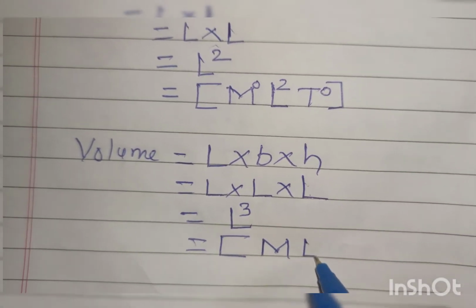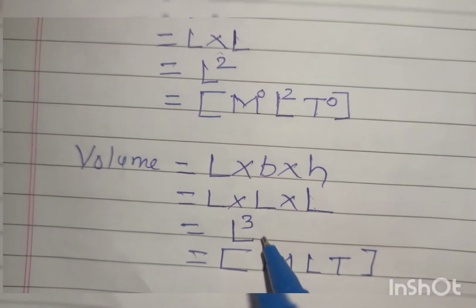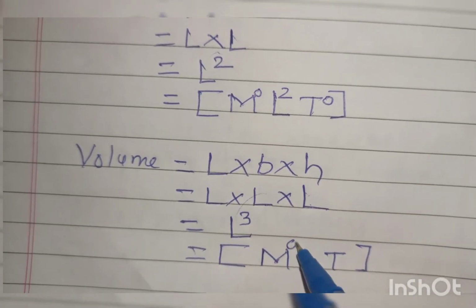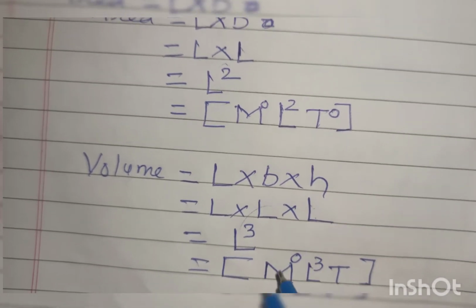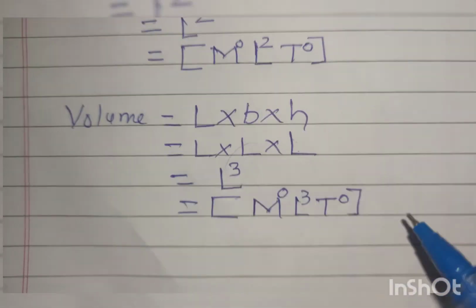So we write M, L and T, right? Since there's no mass component here, A becomes 0, that is mass becomes 0, but length is power 3, so we write 3, and since there's no time component, 0. Okay, this completes our volume.